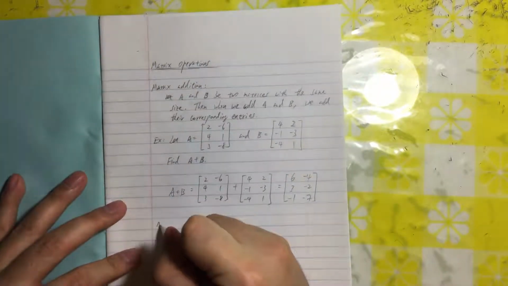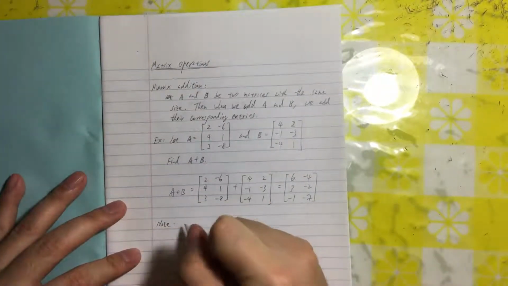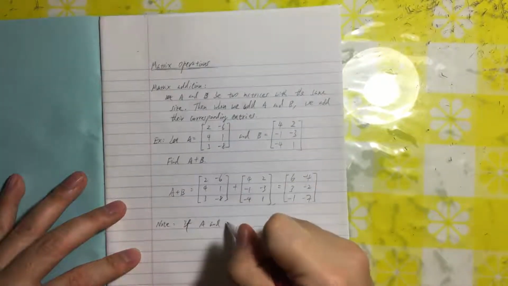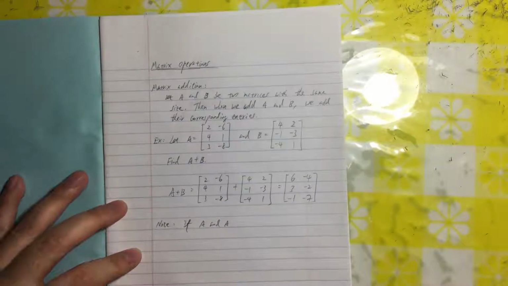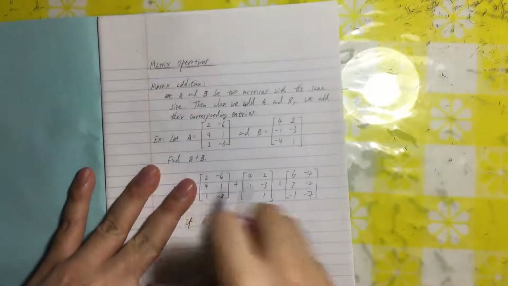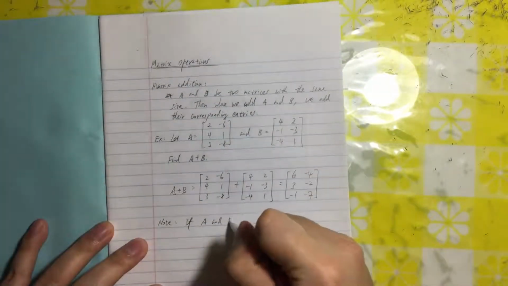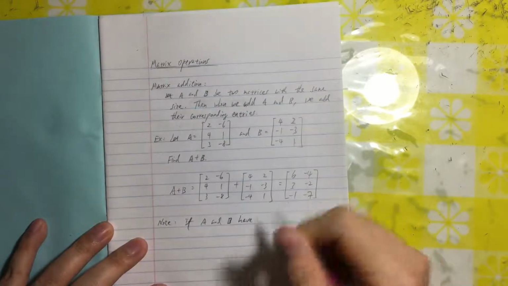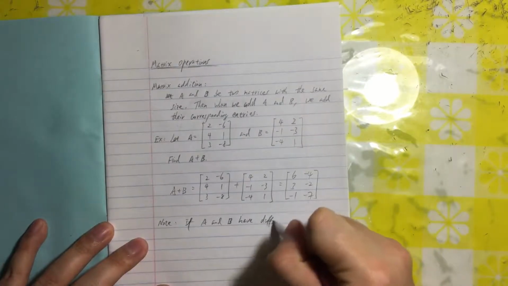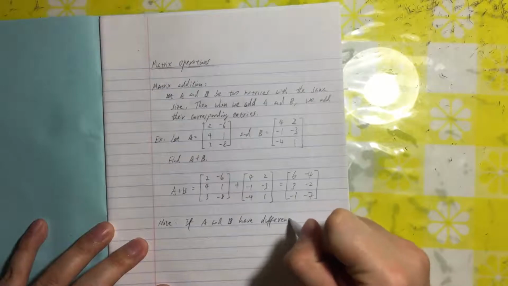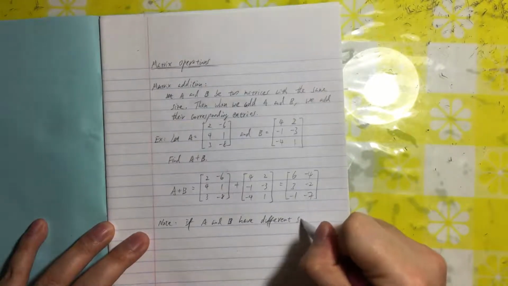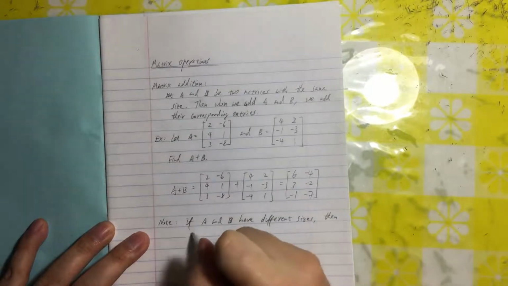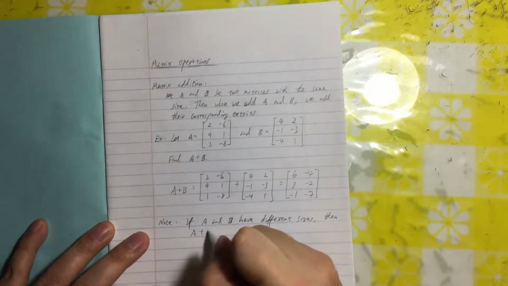Note, if matrix A and B have different size, then the matrix addition A plus B is undefined.